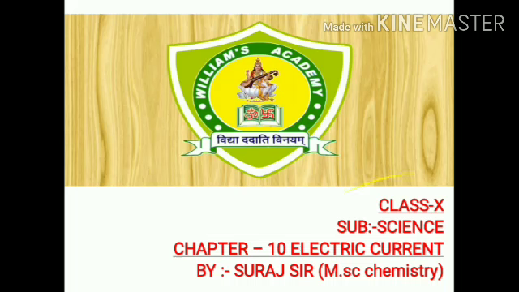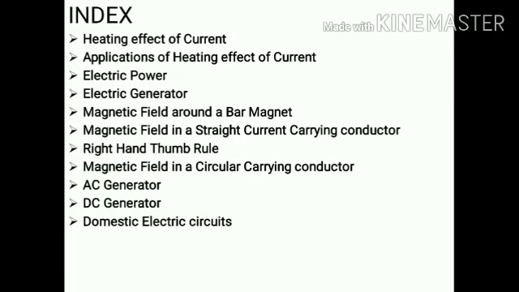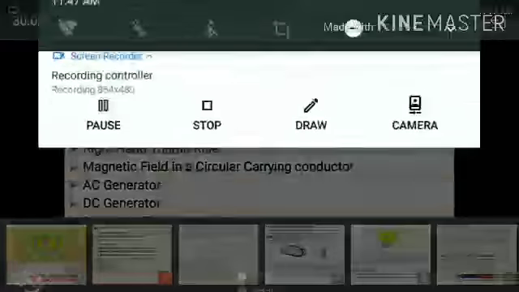Okay. Now in this video, we will study the heating effect of current. Second is application of the heating effect of current. Third is electric power, then electric generator, magnetic field around a bar magnet, magnetic field in a straight current-carrying conductor, right hand thumb rule, magnetic field in a circular current-carrying conductor, AC generator, DC generator, and domestic electric circuit. These terms we will study in this video.